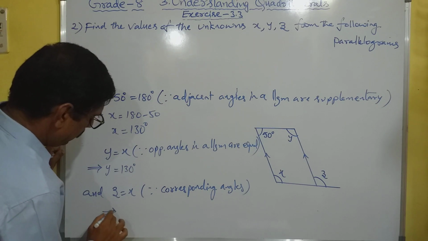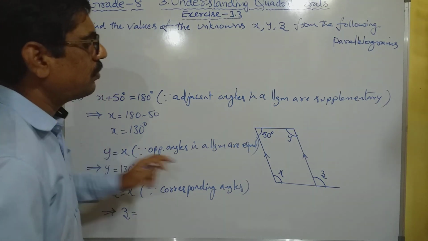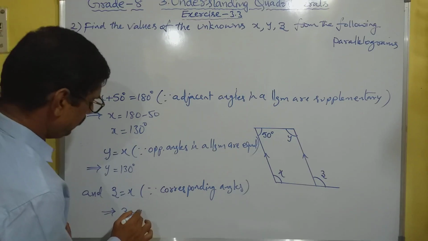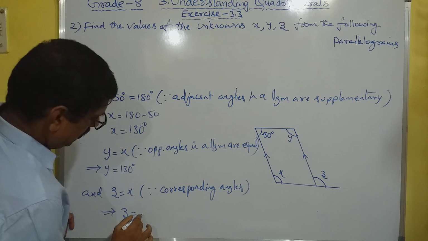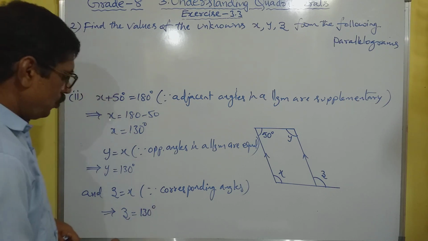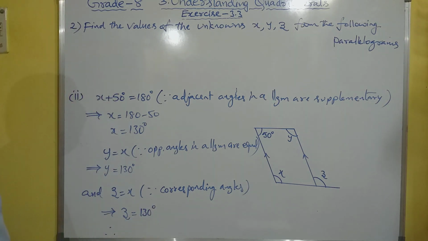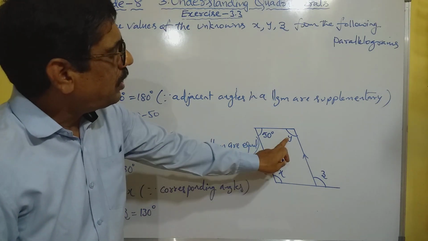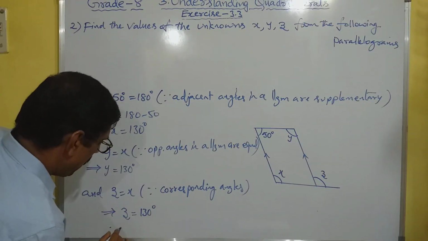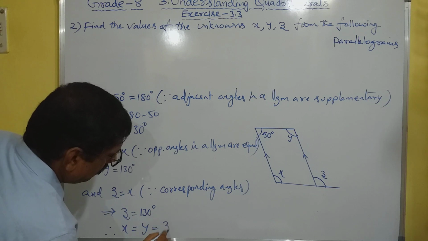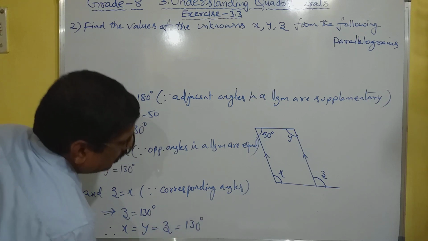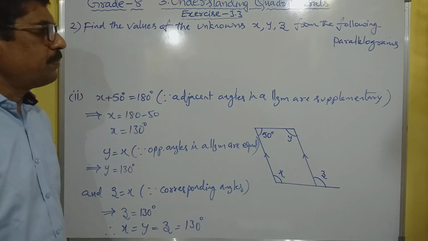So this implies z is equal to, what is the value of x? X is 130 degrees. So therefore here x value is 130, y value is 130 and z also. All the angles are equal. X is equal to y is equal to z is equal to 130 degrees. Okay.